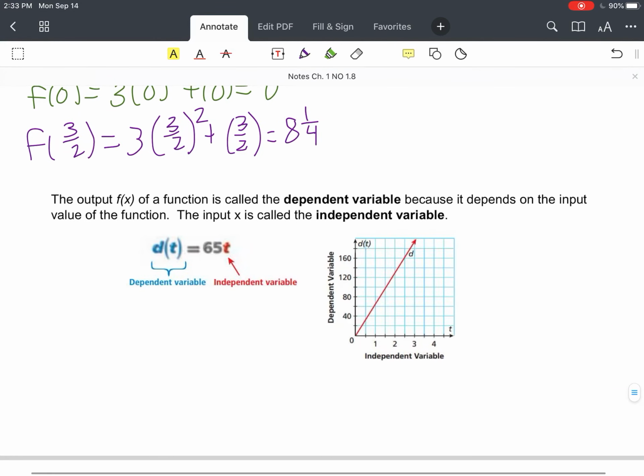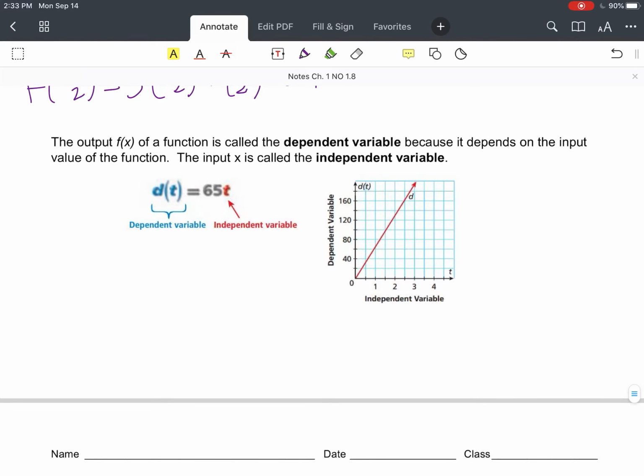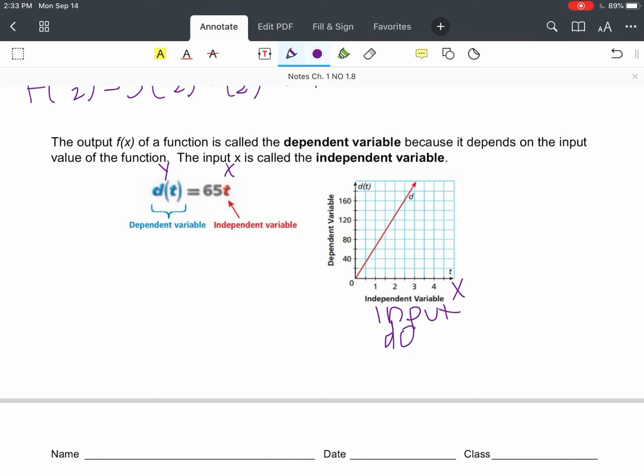The output function f of x is called the dependent variable because it depends on the input. So the input x is called the independent. So we have lots of new names here. Remember your variable. In this case, they use t. That's your independent variable. So d of t is your dependent. Typically, we probably would have called them x and d of y. On your graph here, they labeled the x-axis t, but you could also label it x. It's the independent variable. You could also call it the input, and it's also part of your domain. So lots of words to mean the same thing.